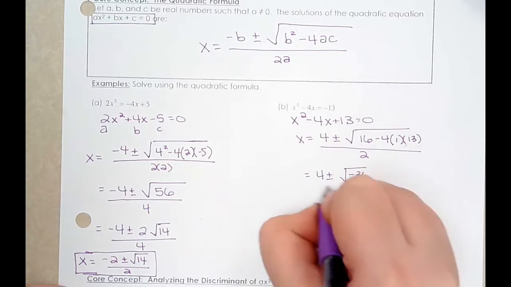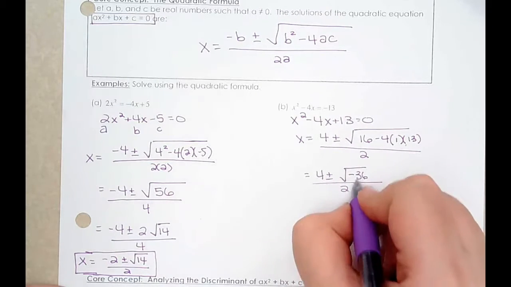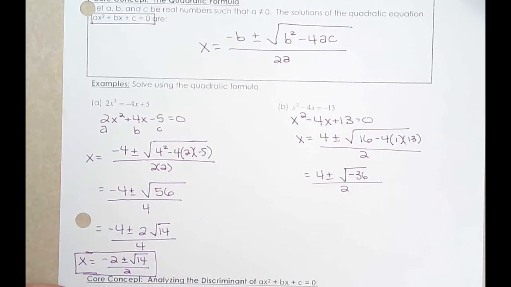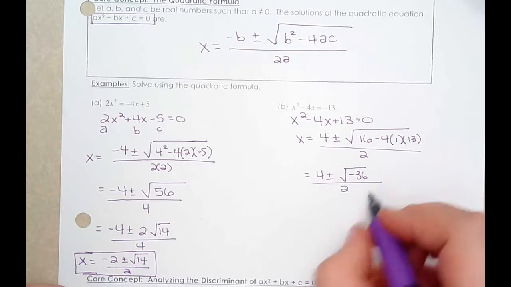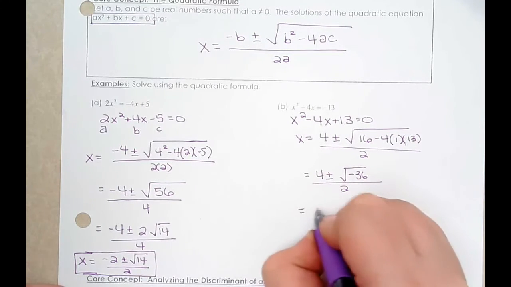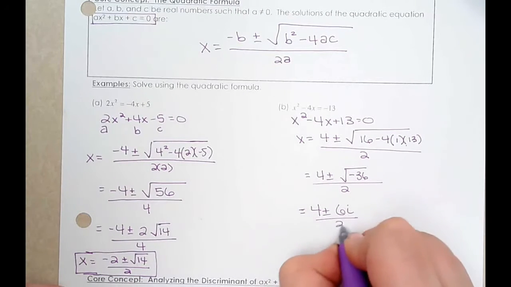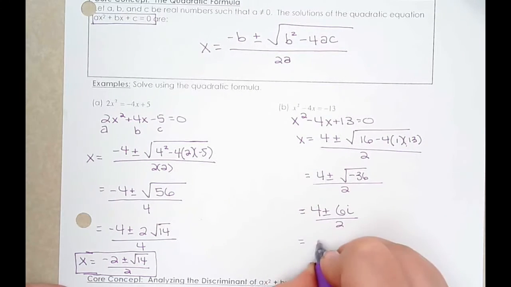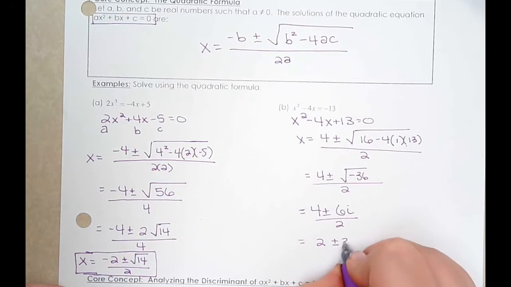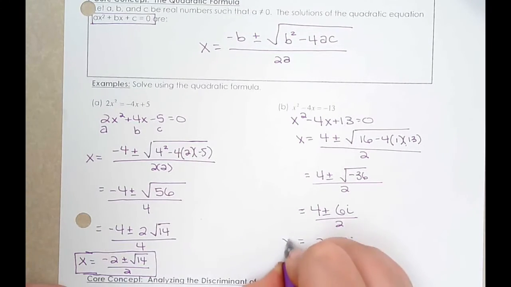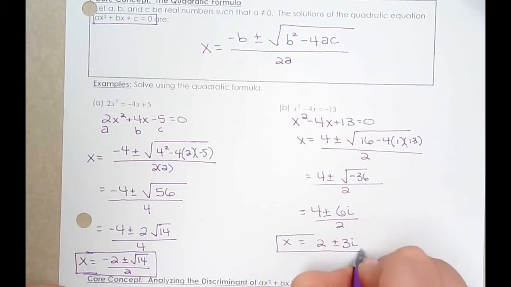Let's simplify that again. That is a negative, so remember we have to take an i out and then take the root of whatever is left over. So in this case, we're going to have 4 plus or minus 6i over 2. Simplify it one step further, divide everything by 2, and you're going to get 2 plus or minus 3i. Throw the x back in there, and you're good to go.